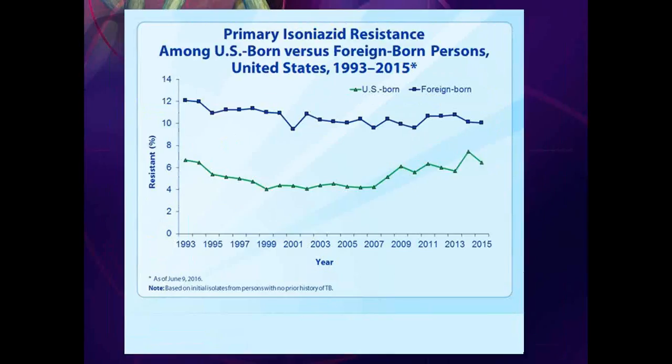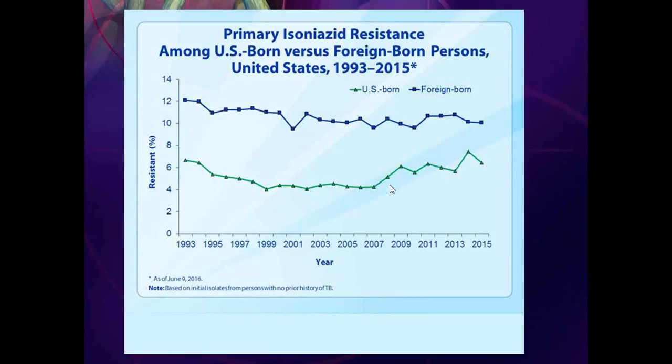I just show this here to remind you that isoniazid resistance is quite common. It's about 10% of our cases overall. You can see slightly higher rates in the foreign-born individuals up top here, with about 11%, and the rates are more like 7 or 8% for U.S.-born TB cases, and overall, again, about 10%.